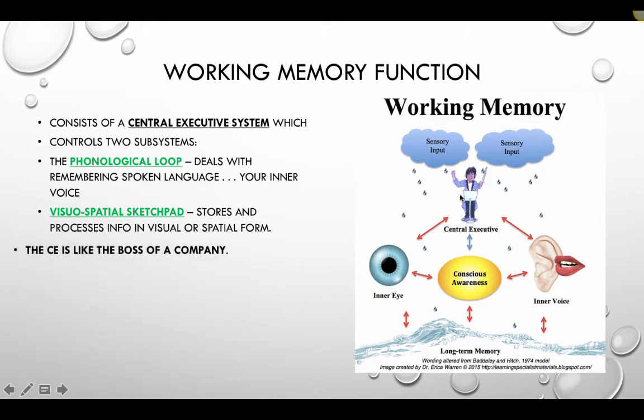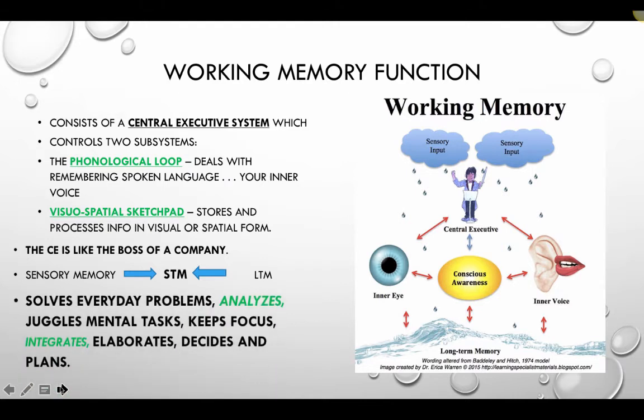The central executive is like the boss. It determines what you pay attention to. And information comes into the working memory from sensory memory and long-term memory. So what you're experiencing and you pay attention to can cause familiar information to be retrieved from long-term memory. You then use that information, the new information from sensory memory and the old information from long-term memory, to solve everyday problems.